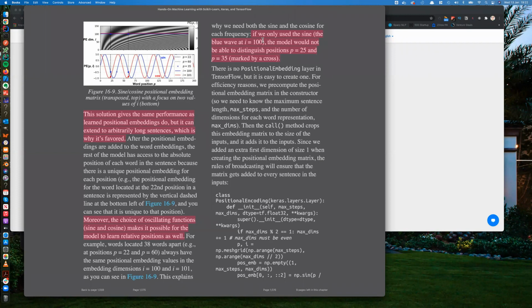And he says, what would happen if we only use the sine? If we only use the sine, the model will not be able to distinguish positions 25 and 35. Positions 25 and 35 generate exactly the same value, because the sine wave oscillates. It's only because the two are out of phase that you can get positional embeddings that are different for 25 and 35, because the sine might be the same but the cosine is different, or the cosine might be the same but the sine is different.